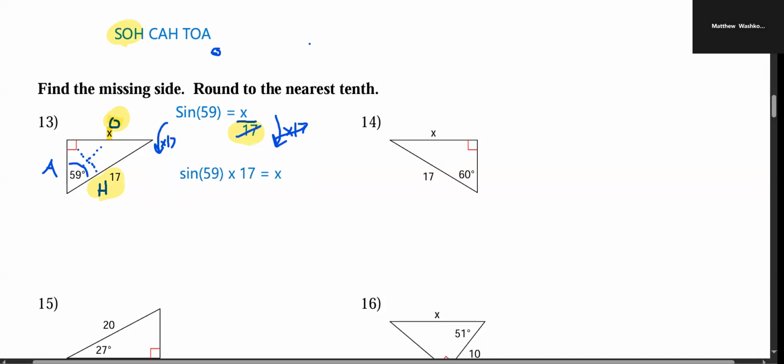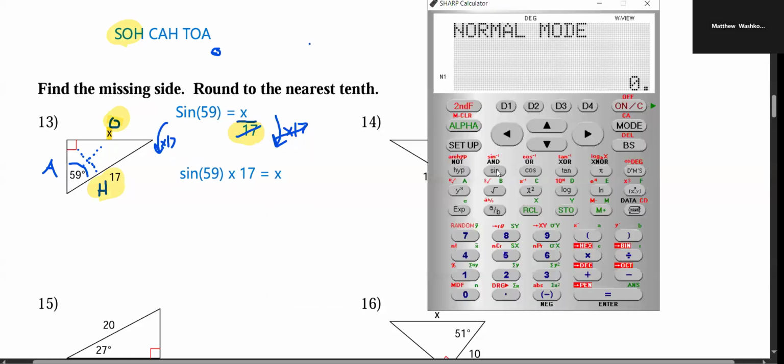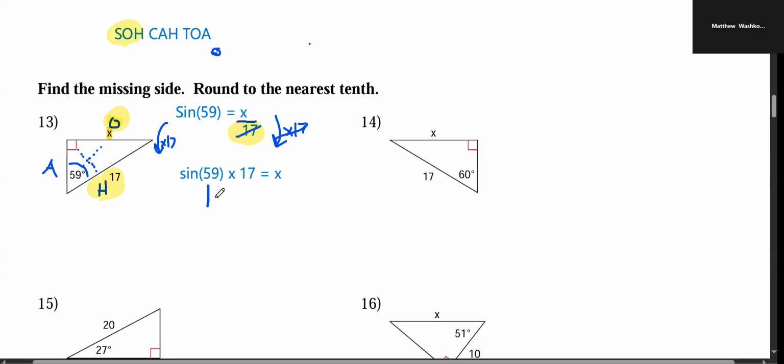So now I can actually throw that in my calculator here. Sine of 59 times 17, I can see the answer for 13 is 14.6. Now for question 14, which is what the assignment is, I do the same thing, right?